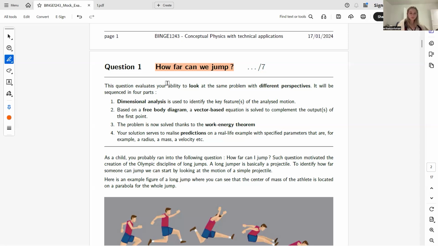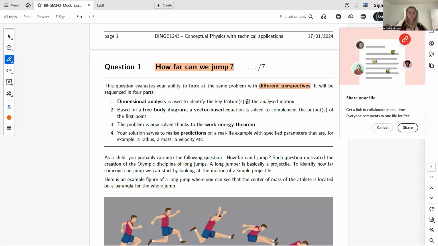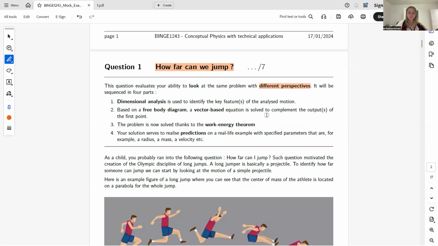That is the question. And about this question, they will provide a little bit of history. For example, this question evaluates your ability to look at problems from different perspectives. So the lesson that we will gain in this question is to see a question from different perspectives. It is sequenced in four parts. Let us check which are these four parts.